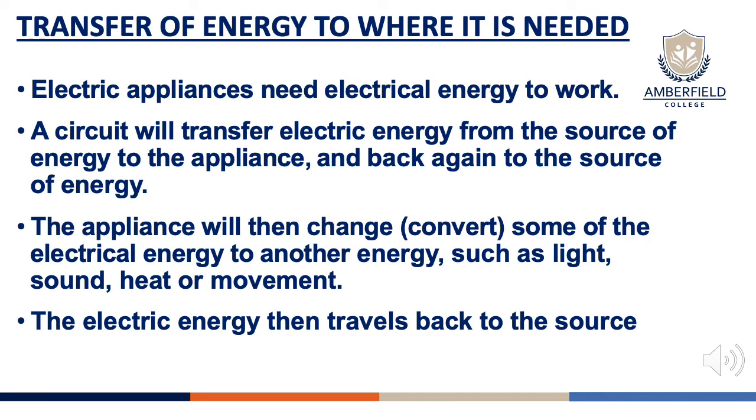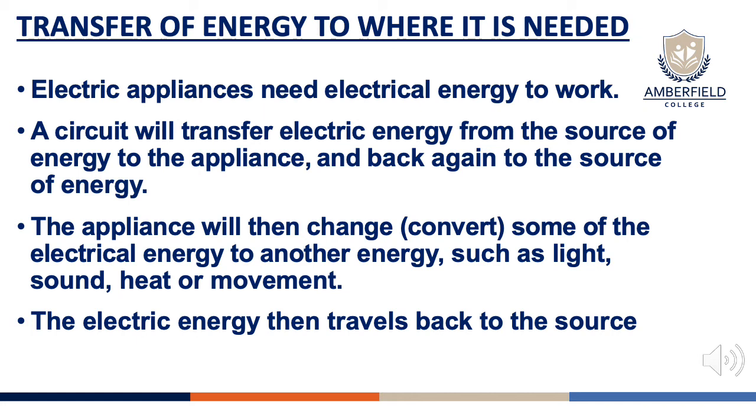Transfer of energy to where it is needed. Electrical appliances need electrical energy to work. A circuit will transfer electrical energy from the source of the energy to the appliance and back again to the source of energy. Now the appliance will then change or convert some of the electrical energy into another energy such as light, sound or heat or even movement. The electrical energy then travels back to the source.